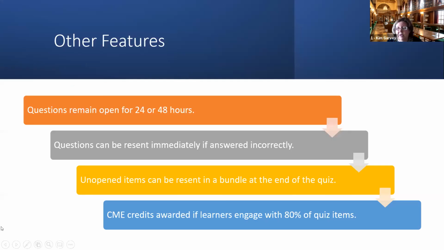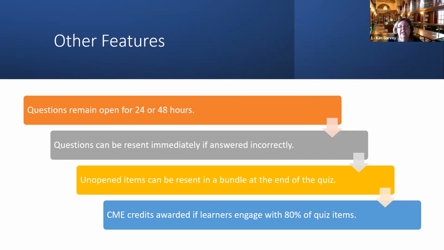Just a little bit more about how the questions behave. Each of our questions can remain open for 24 to 48 hours. So what does that mean? It means that if you open a question and you're like, gosh, I don't really know the answer to that, I need to think about that a little bit, you have up to 48 hours, depending on the setting that we choose, 24 to 48 hours to actually answer the question before it expires. Once you answer the question, and if you answer it incorrectly, the question will automatically give you a chance to take it again. So there's 2 attempts for every question.